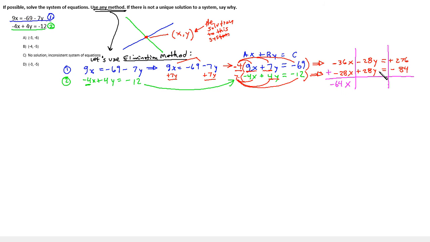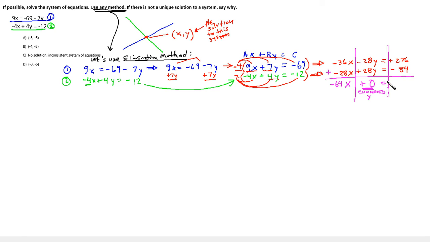Now, what was the special thing about that? The reason you chose these numbers was so that negative 28y plus 28y becomes 0. Look, there's the elimination method at work. We've eliminated the y terms. We've eliminated y, the whole variable, from the resulting equation.